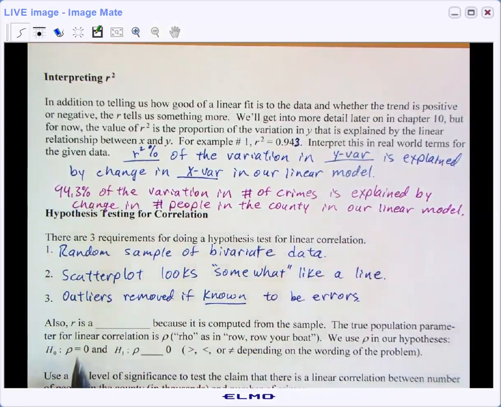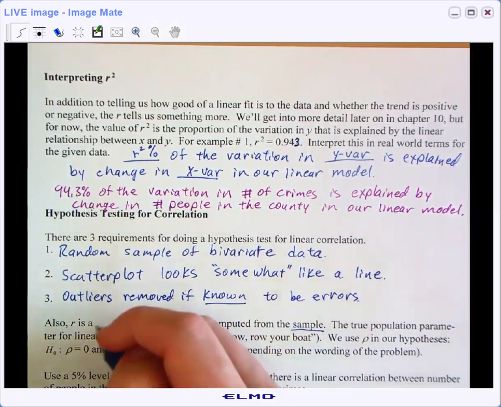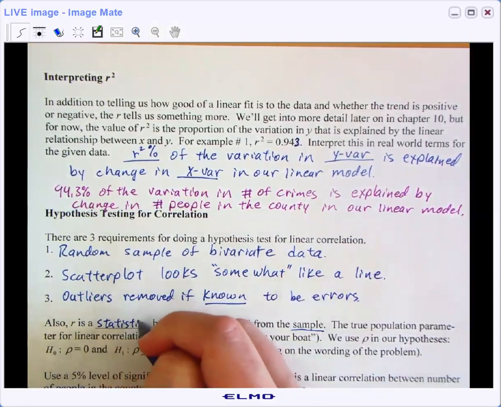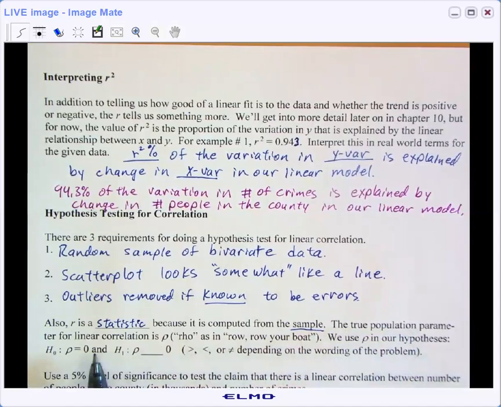Now, R is a statistic because it's computed from a sample. So it is actually a statistic because it's a measure of the sample. We didn't have all of the counties in Utah that we measured. Now, what is it measuring? It is measuring or standing in for the population parameter. And this symbol, I apologize, looks kind of like a P, but it's a rho, the Greek letter rho. And so we're going to use rho in our hypotheses.